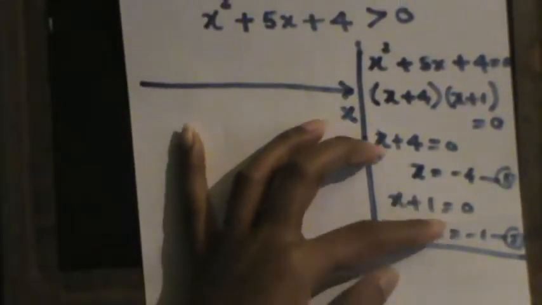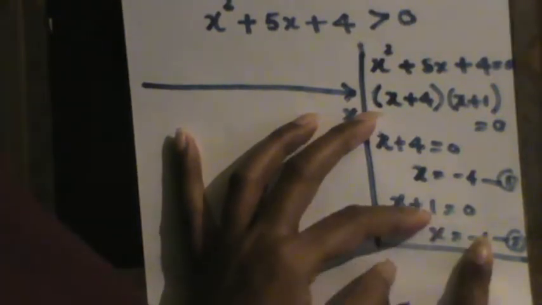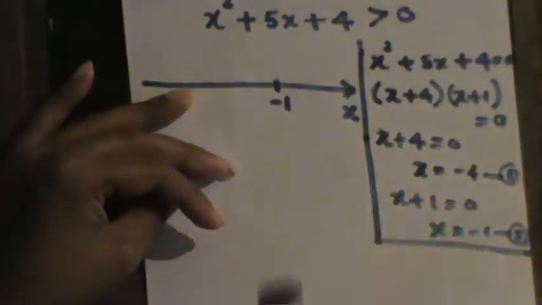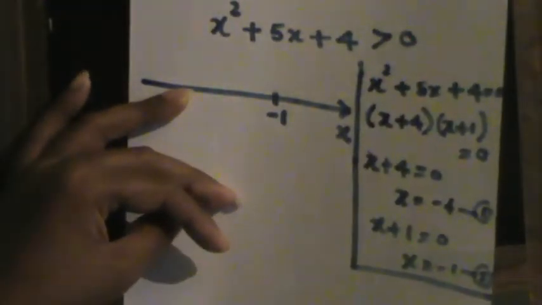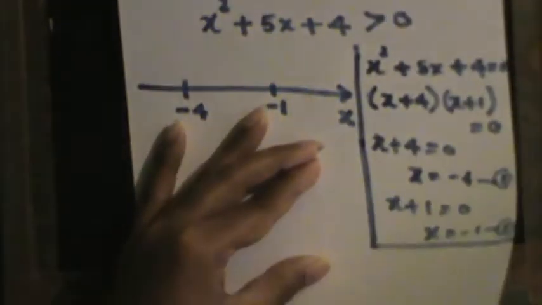Draw the x-axis. So the solutions, first of all, at the second step, you have to denote the solutions. So the first solution I will take to be minus 1, and the second solution is minus 4, right?